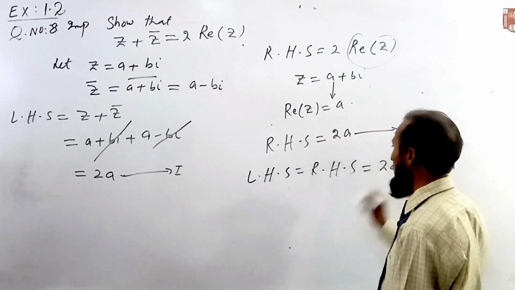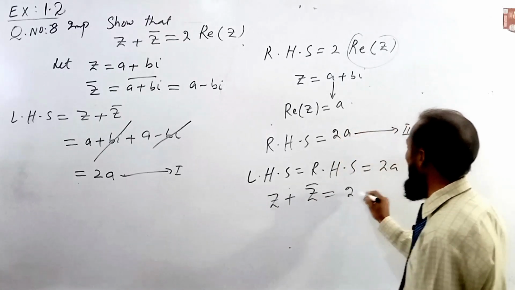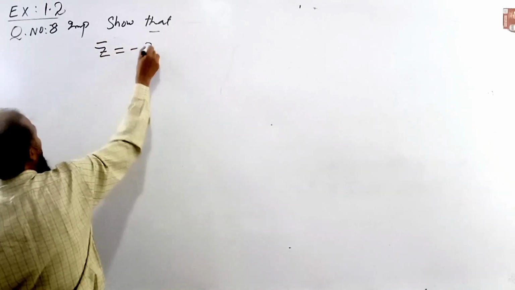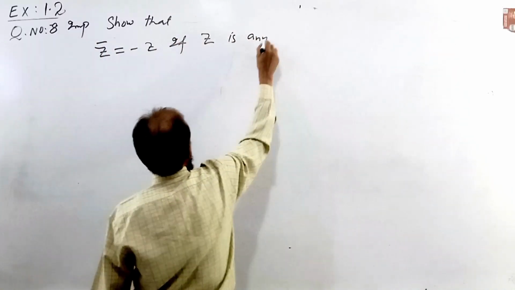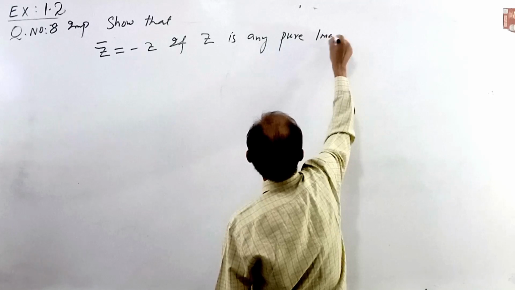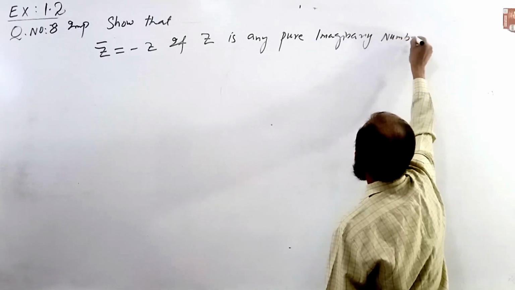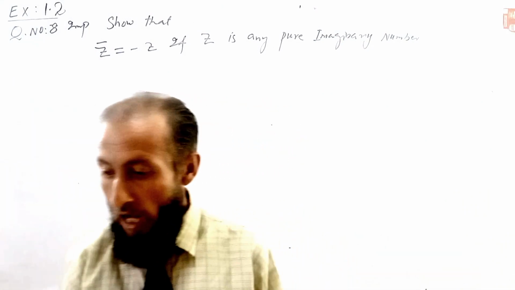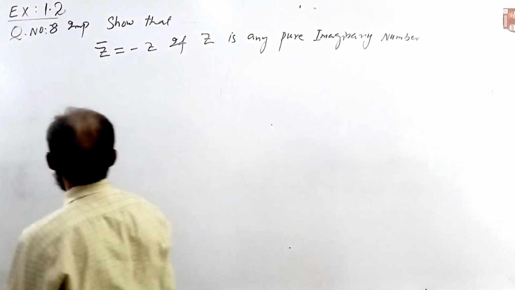Both results are 2a. That means that here we can verify both results: 2 and 2 times the real part of z. Z bar is equal to minus z if z is any pure imaginary number. Then what is the result? We want to show that z bar, the z conjugate, is equal to minus z.